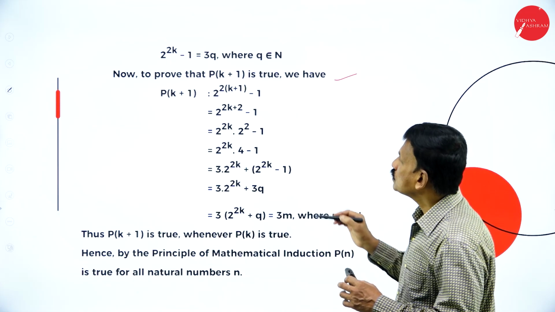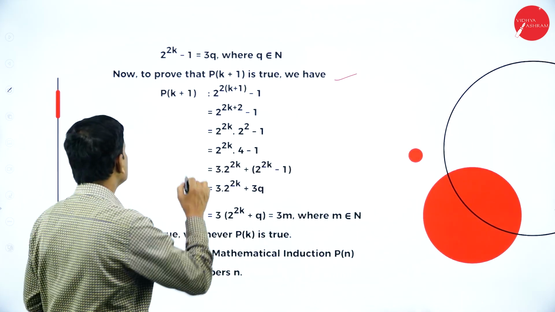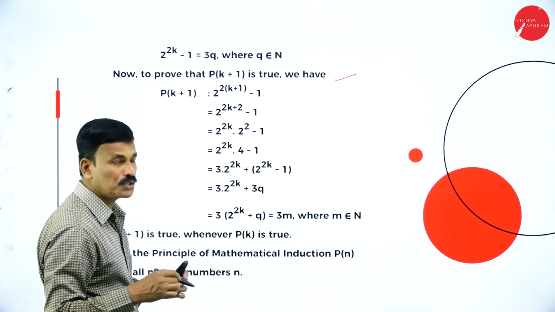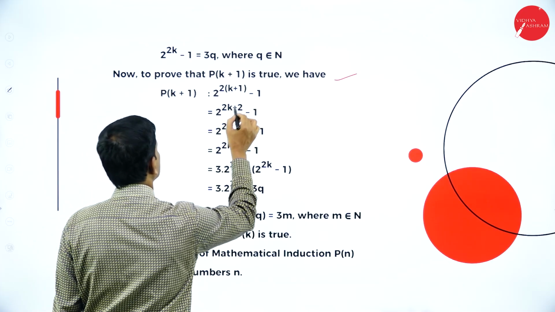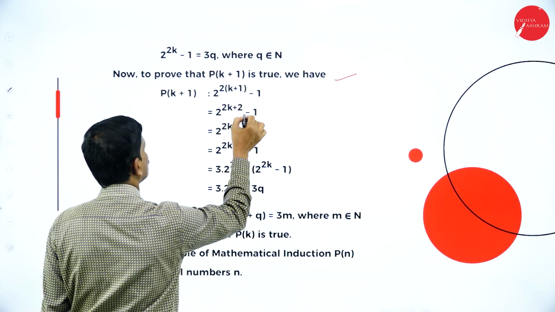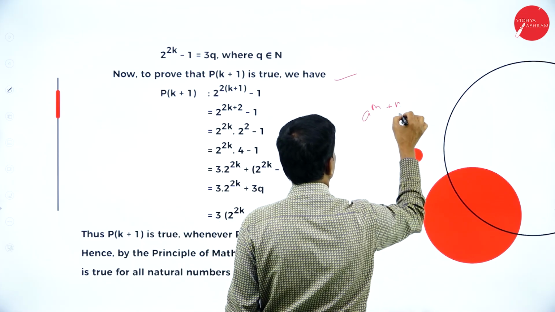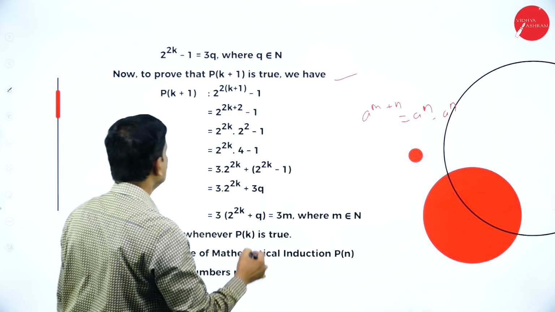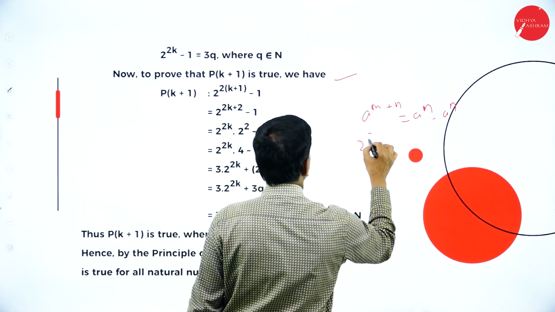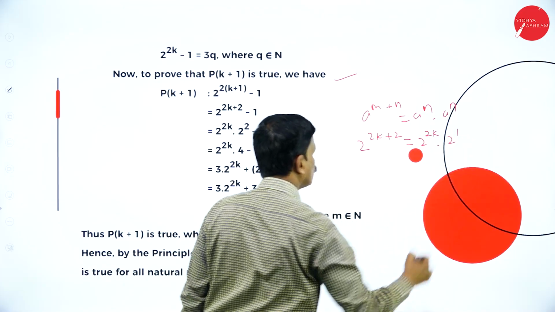Now how to prove it? Put k is equal to k plus 1 in this case. So p of k plus 1 is equal to 2 to the power of 2k plus 1 minus 1. So multiply: 2k into 1 is 2k, plus 2 ones are 2, so 2 to the power of 2k plus 2, minus 1. You know, according to the law of indices, a to the power of m plus n is also equal to a to the power of m into a to the power of n. So this 2 to the power of 2k plus 2 can also be written as 2 to the power of 2k into 2 to the power of 2.